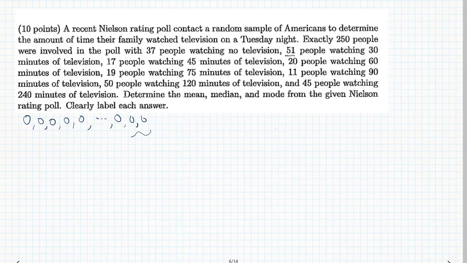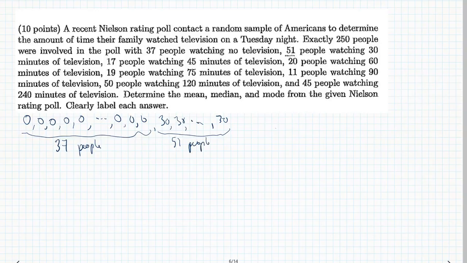You'd write out all the zeros. And overall, there's 37 of those zeros because there's 37 people. So the things that are recorded are the zeros, not the 37 people, but the zeros themselves. Okay, then after that, you have 30 minutes of television. So the next bit is 30. And so notice, now I know I'm shorthanding this quite a bit, but you have 51 people watching here.